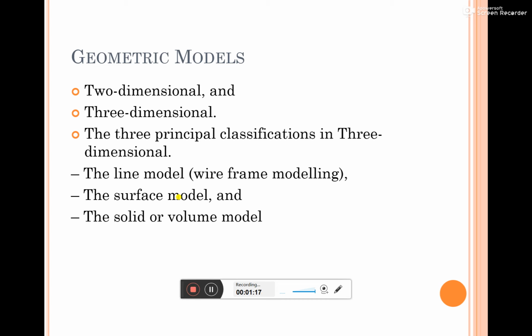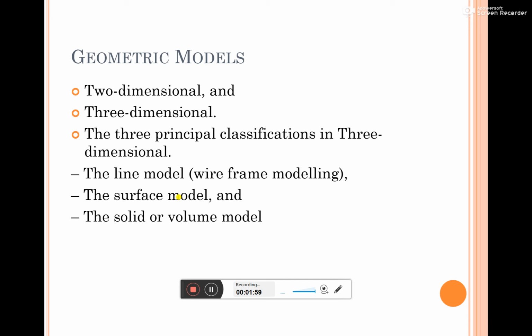This is also known as wireframe modeling. We can also represent the 3D model by using a surface model, by representing different types of surfaces. And another one is that we can represent a 3D model by using a solid, so it is also known as a solid model, or the volume model. So we can represent three-dimensional models in three different ways: line model or wireframe model, surface model, and the solid or volume model.